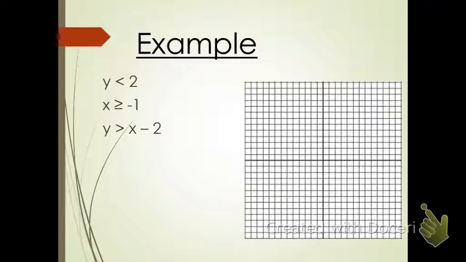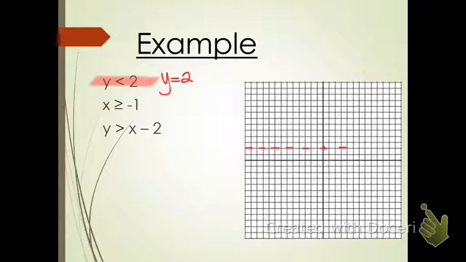In this last video, we're going to expand what we did in the previous one and graph a system of three inequalities. So first we have the inequality y is less than 2. Remember that if you have an equation that looks like y equals some number, it's going to be a horizontal line. So we're going to go to y equals 2, and we're going to put a horizontal line here.